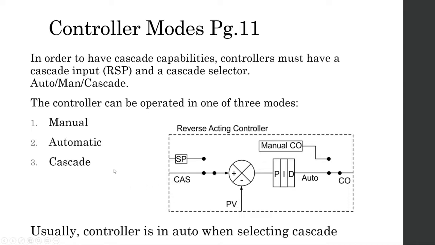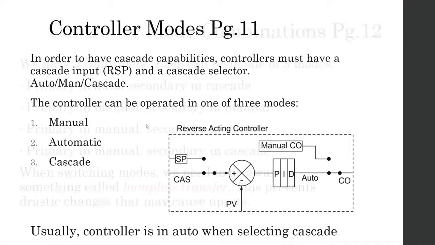But anyway, if I was to write error equals SP minus PV, that would reflect this situation here where I have PV as minus. And when I see minus PV, I just commit it to memory that I know that this is reverse acting controller. In a direct acting controller, the PV here would be positive and the SP over here would be negative. And that's another way that you can kind of do an easy recollection of what's direct and what's reverse acting.